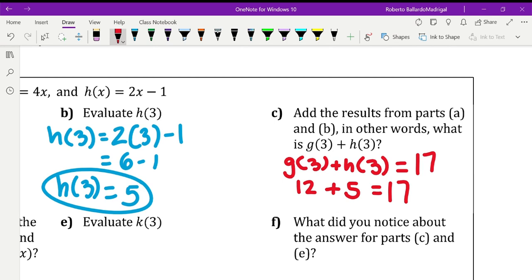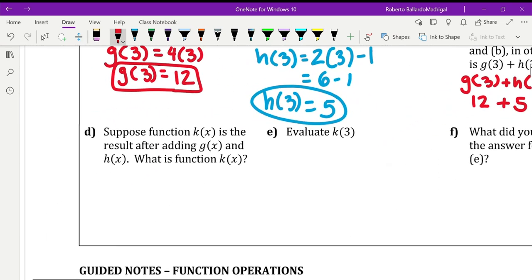By the way, these two are the same thing. I'm just writing one on top of the other. I'm not doing it to make you confused. I'm just rewriting it for notation's sake. They are the same thing. G of 3 plus h of 3 is 17. G of 3 is 12. H of 3 is 5. That's how we get 17. Okay? Doing good so far? All right.